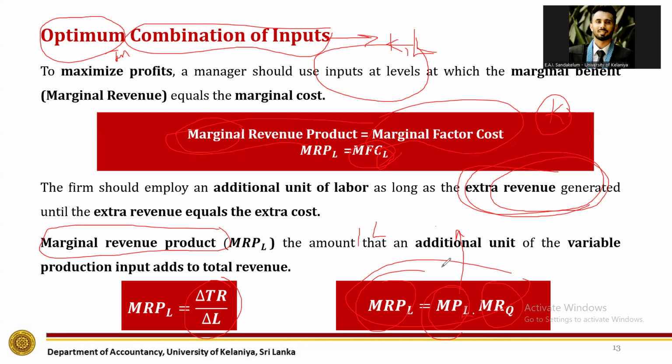So the decision is that MR should equal MC. Simply, the marginal revenue means these are changes. So you need to keep doing this until the additional revenue equals the additional cost. At the point where your additional revenue equals the additional cost, you need to do the adjustment. That means you need to change the units, the labor units.